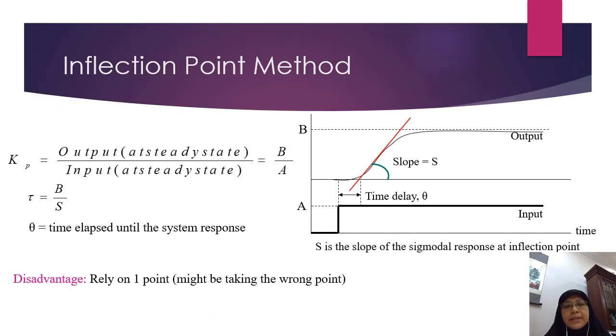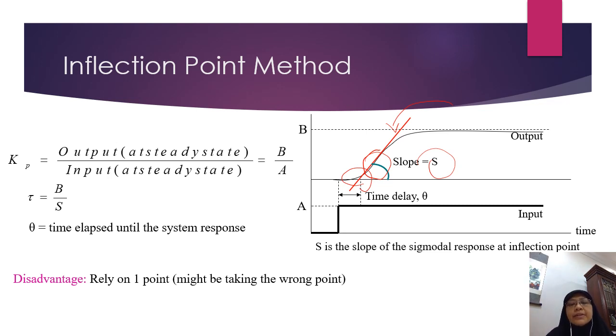The first method is the inflection point method. This method uses only one point along the step response to estimate the first order plus dead time model. At the inflection point, which is where the slope starts to change, we draw a tangent. Now, based on this tangent, we have to get the slope and the intercept where the tangent crosses over the initial value of the step response.